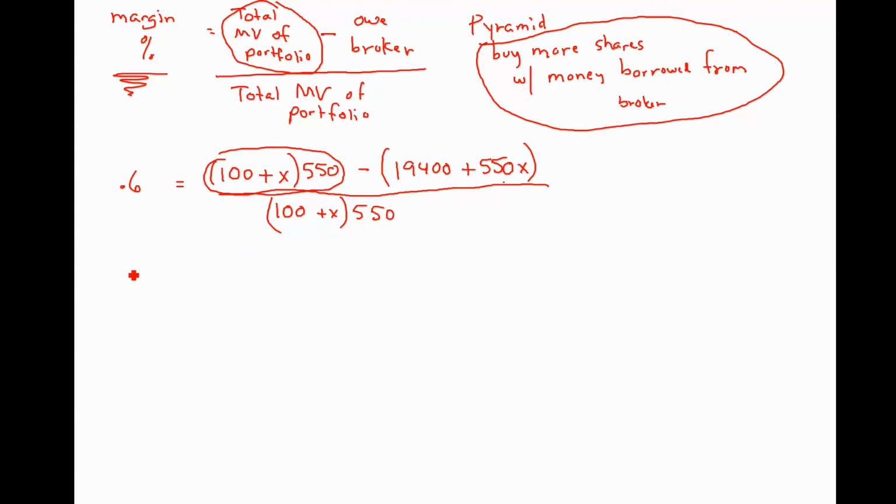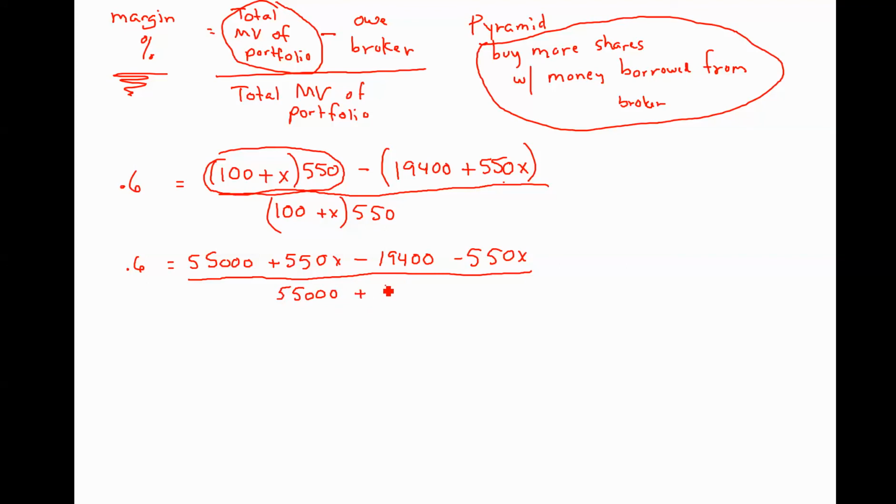And I guess I'll go ahead and write this all out. I normally would skip some steps, but just as a little bit of practice or review of algebra, I'll write it all out. So what I'm going to do is multiply everything to get rid of my parentheses. So 100 times 550 is 55,000 plus 550x. And now I'm going to get rid of this parentheses, so subtract 19,400 and also subtract 550x. And this would be divided by 55,000 plus 550x.